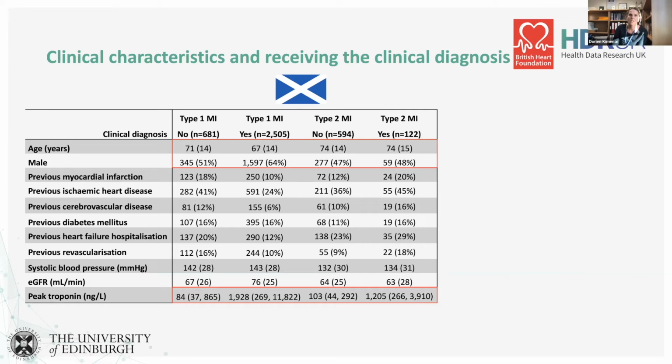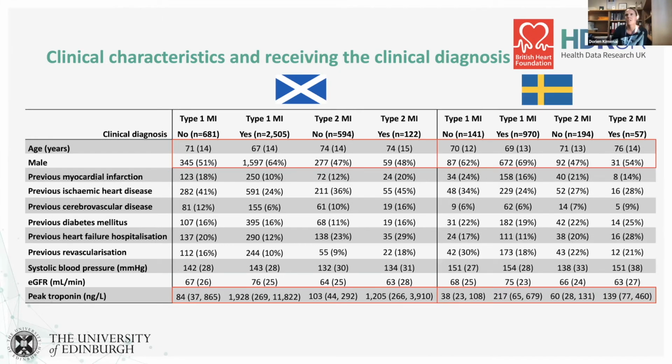What we did see is that for troponin, there was an association for both type 1 and type 2 MI. So the higher the troponin levels, the more likely it is that those patients did receive a clinical diagnosis. We did see a similar pattern also in the Swedish data. It was a little bit less remarkable as compared with the Scottish data, but when you look at the pattern, it is pretty similar to what we observed with the Scottish data.